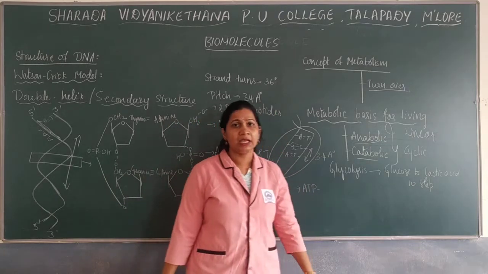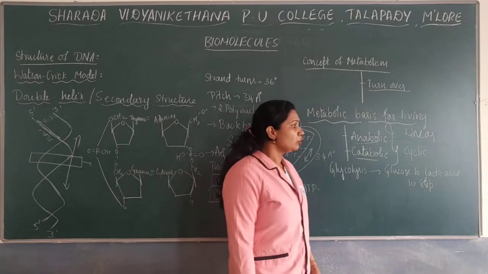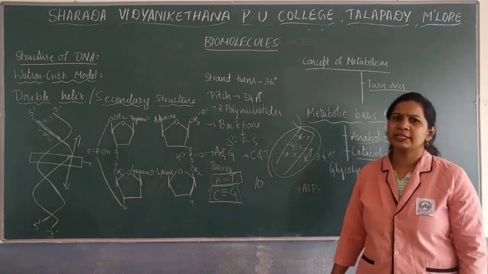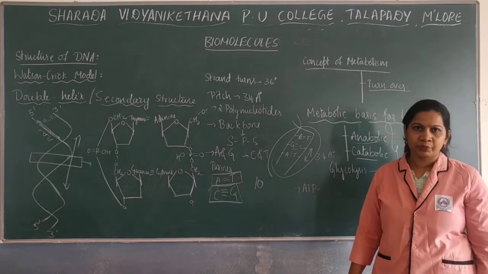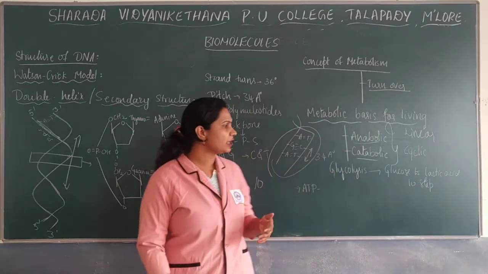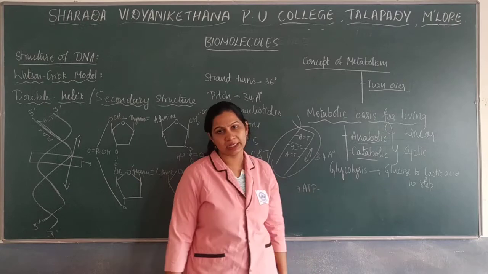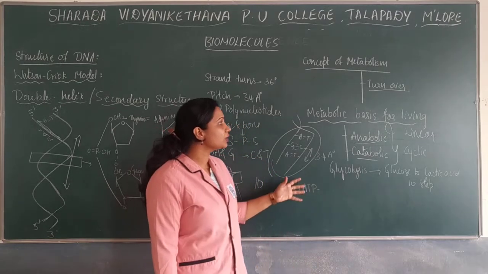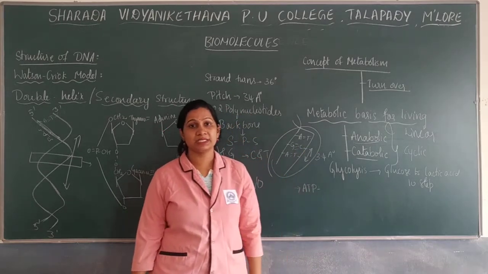For example, glycolysis, glucose to lactic acid, especially takes place even in our muscles. That may be a 10-step process. So the entire process will be around 10 steps. So that is regarding the metabolic basis for life.